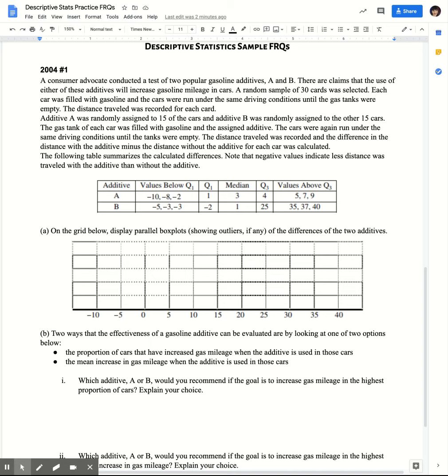Essentially what this problem is about is two gasoline additives. This study is testing the performance of the gasoline in different cars using one of these additives, because they think it's going to increase gas mileage. They described how they did this study, but one important thing you should note is what the negative values mean. Negative values mean that the distance traveled was less with the additive than without, so it actually lowered the gas mileage of that car rather than raising it.